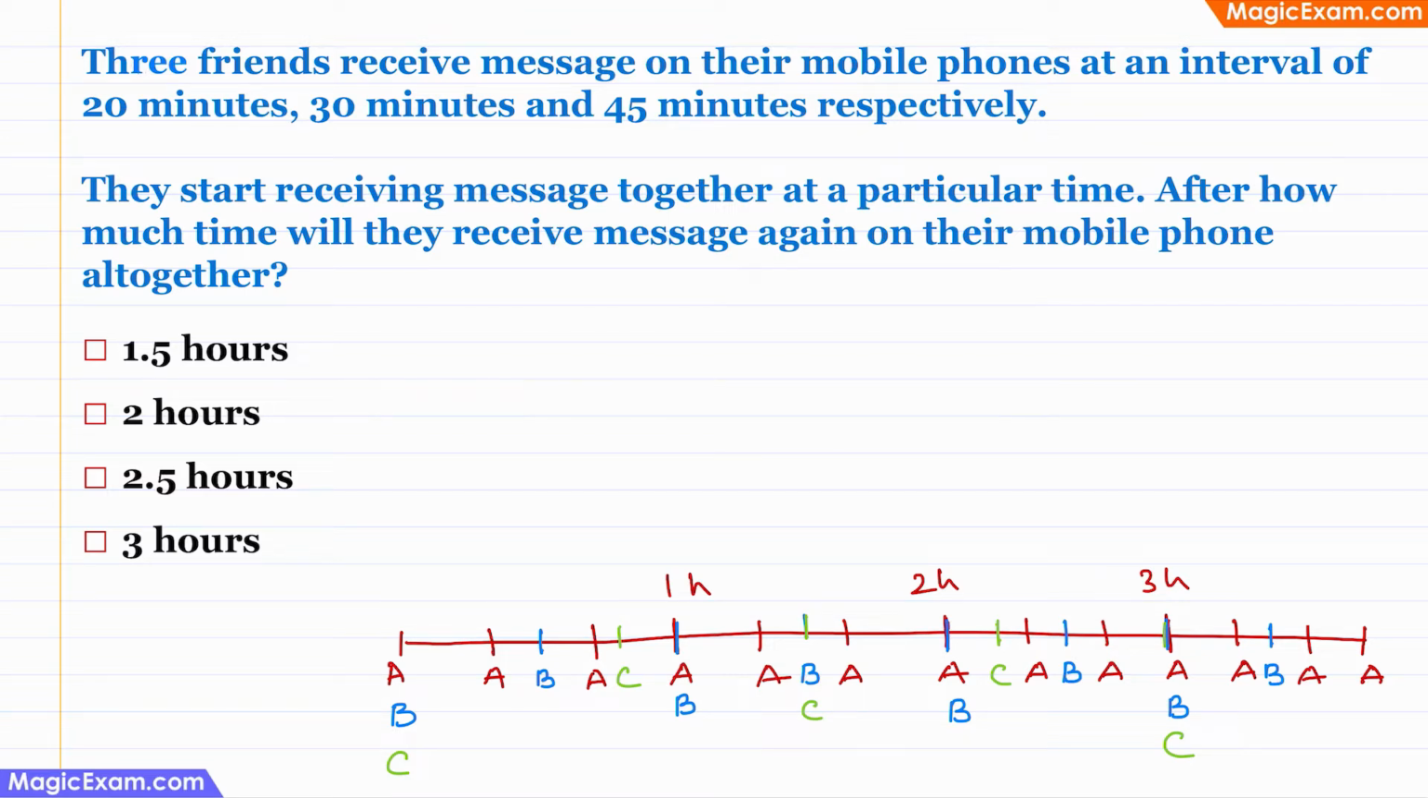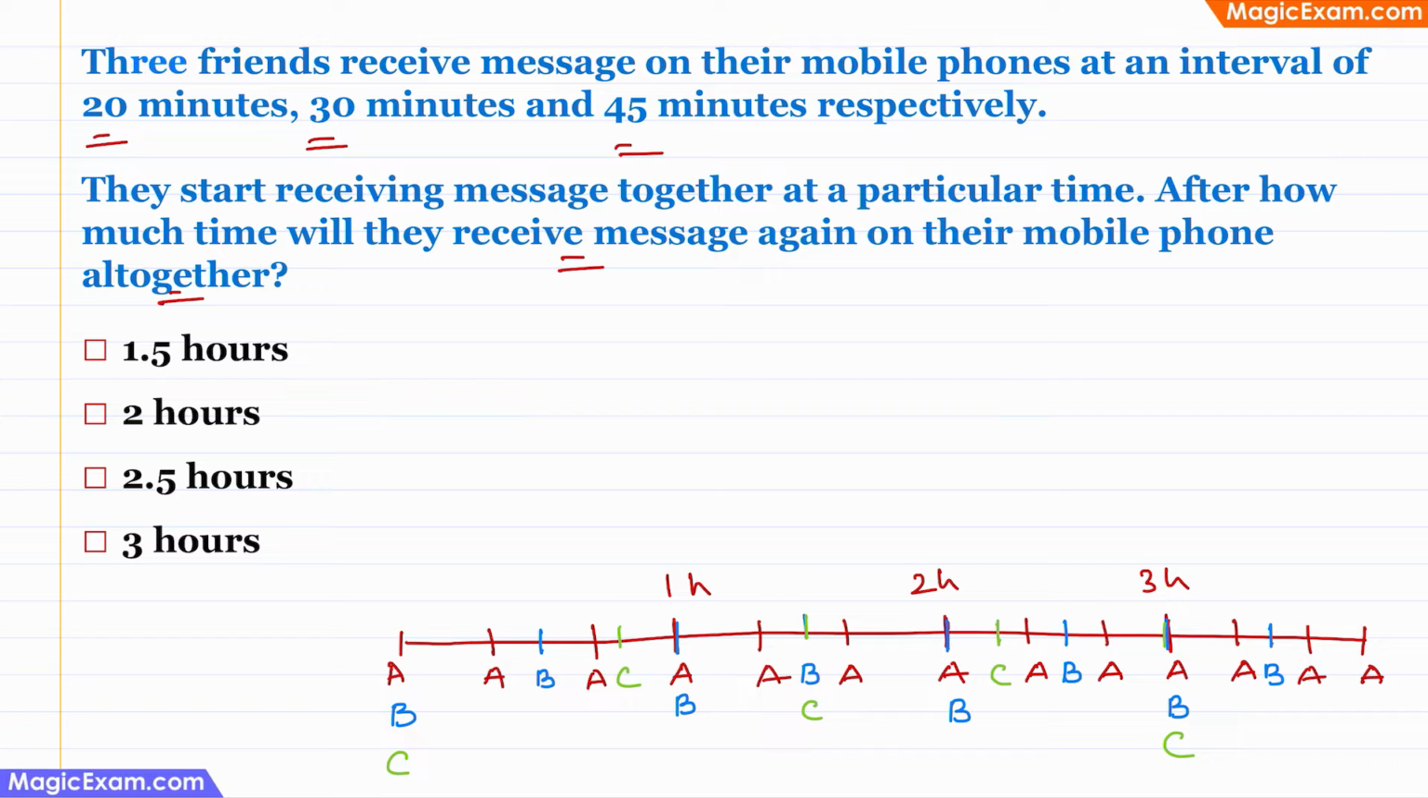Three friends start receiving messages on their mobile phones at an interval of 20 minutes, 30 minutes and 45 minutes respectively. They start receiving messages together at a particular time. After how much time will they receive messages again on their mobile phones altogether? So there are two ways of doing this. One is using a time scale.